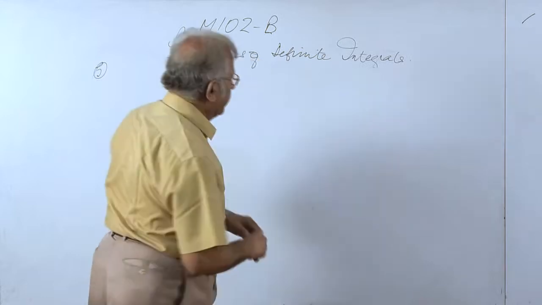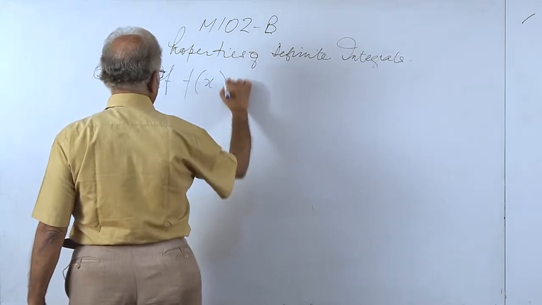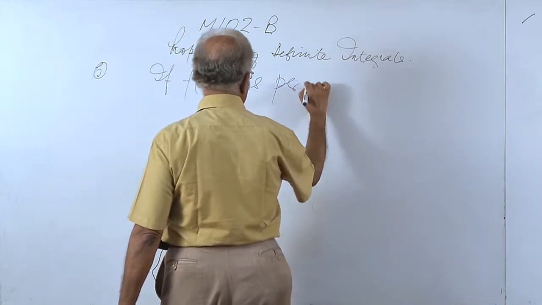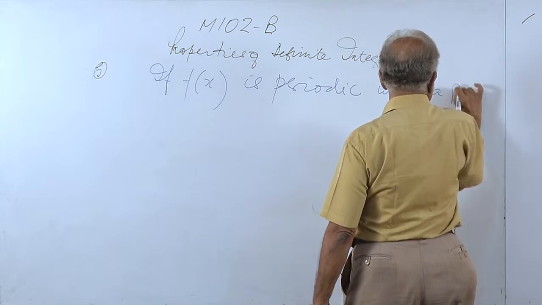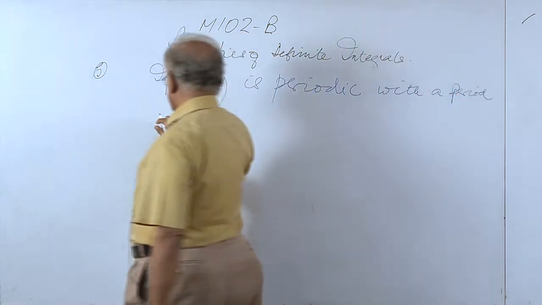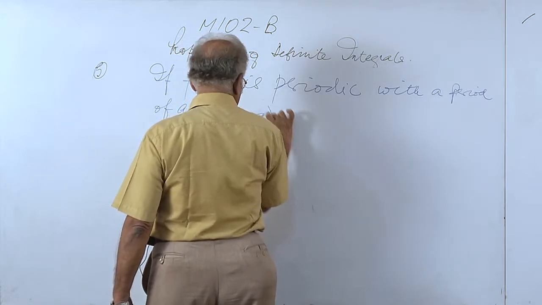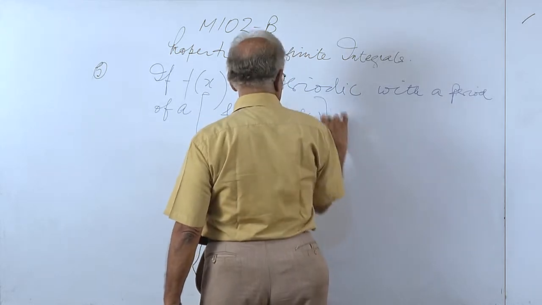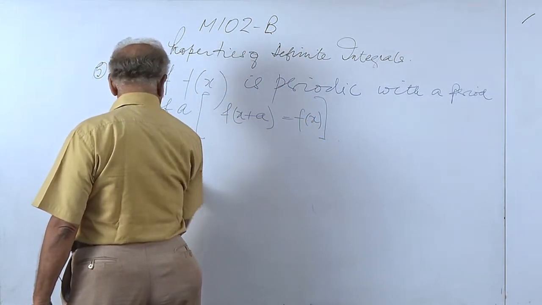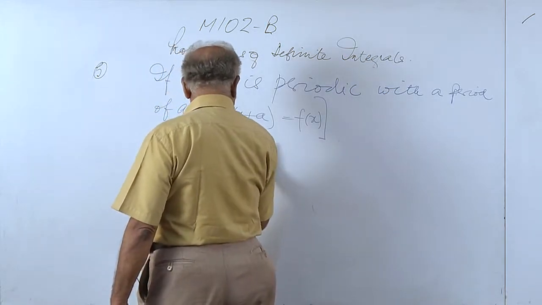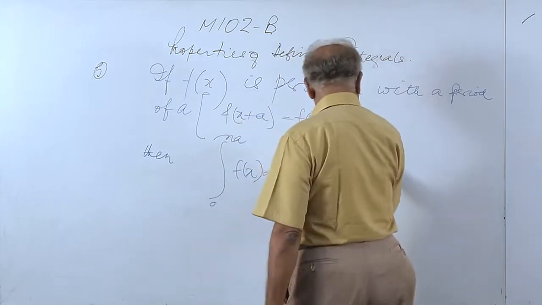The property says that when f(x) is a periodic function with a period of a, in other words, f(x plus a) is equal to f(x), so this is the period of the function f(x), then the property says integral 0 to n a f(x) dx is n times integral 0 to a f(x) dx.